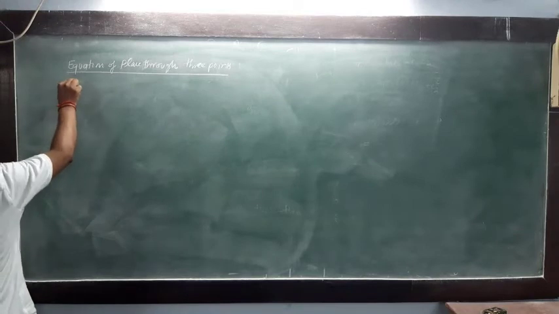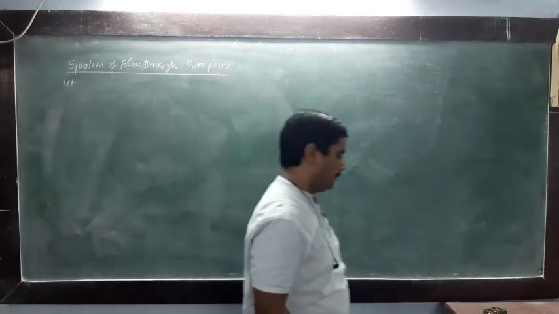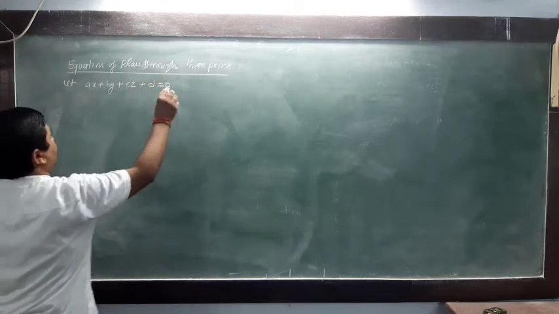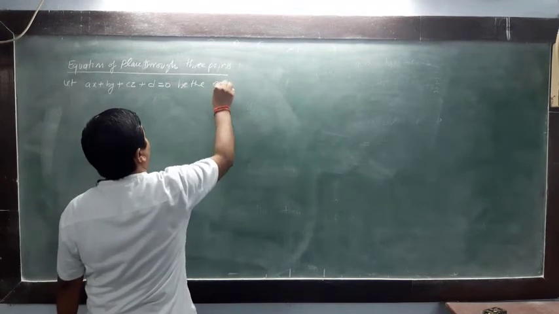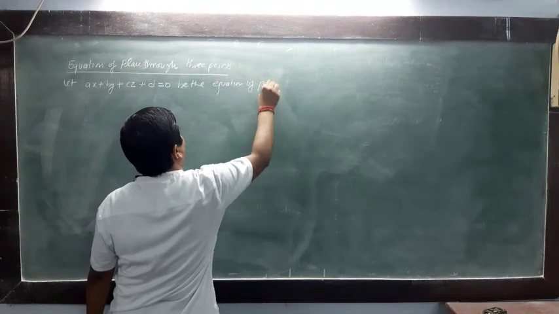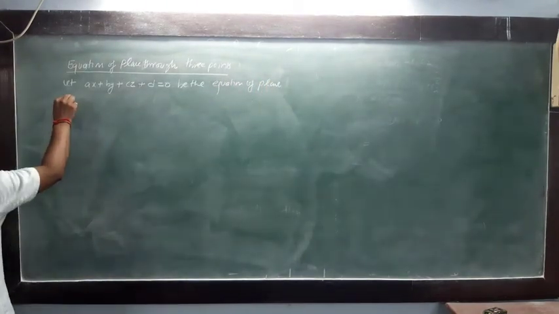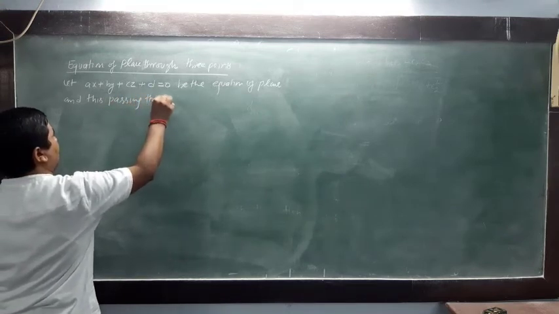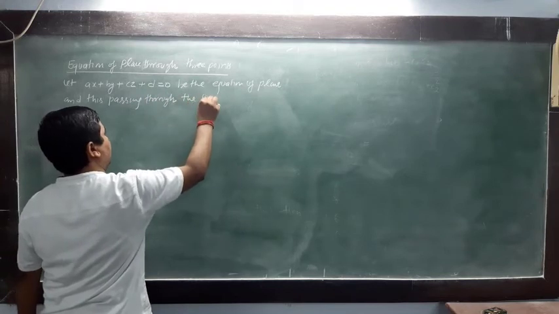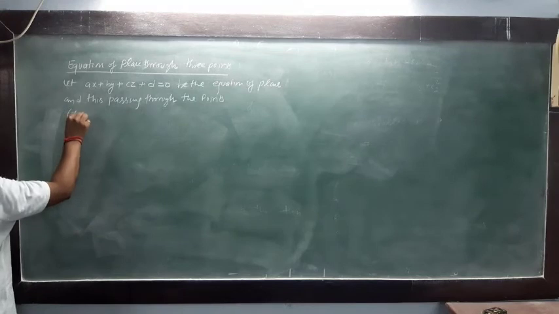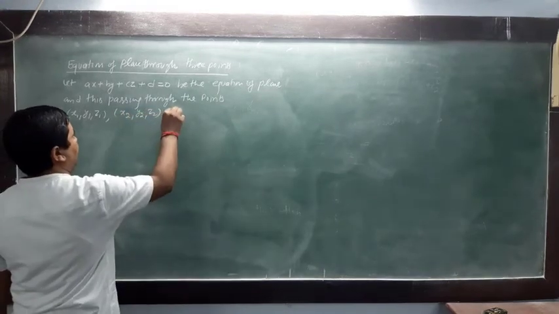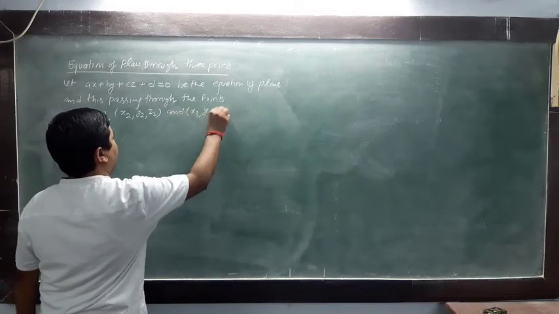Let Ax plus By plus Cz plus D is equal to 0 be the equation of plane, and this is passing through the points x1 y1 z1, x2 y2 z2, and third point is x3 y3 z3.